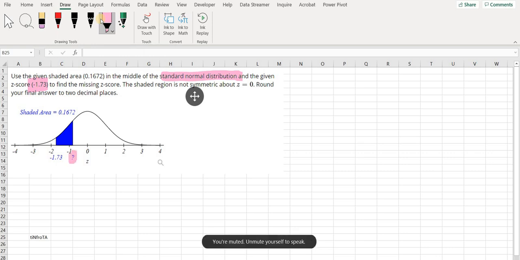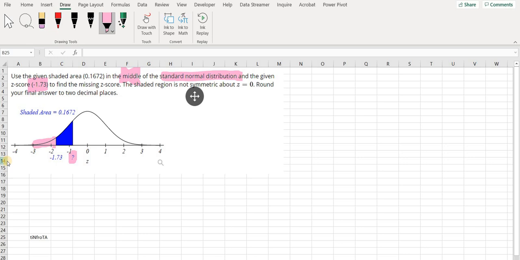The shaded region is not symmetrical about z equal to 0, so this actually removes that fact. We don't have the region in the middle, which is not a big deal. The first thing we should do here is to figure out what we need so we can reach the conclusion we want. We want to find the missing z-score. To find it, we need the area to the left of it, and we don't have the entire area to the left of it. If you notice here, we're missing this part right here in the tail.